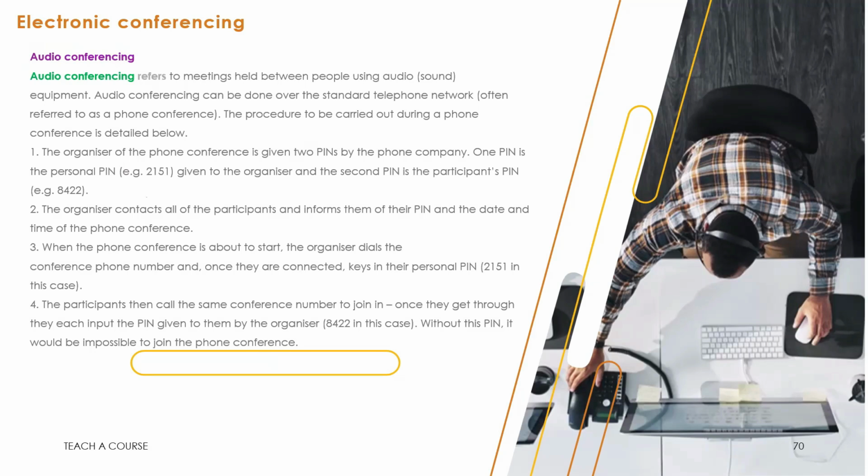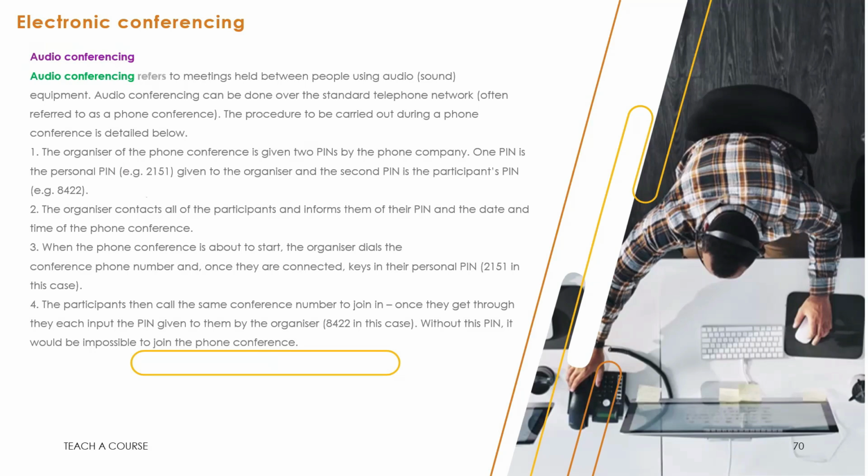So the organizer contacts all the participants and informs them of their pin and the date and time of the phone conference. When the phone conference is about to start, the organizer dials the conference phone number, and once connected, keys in their personal pin. The participants then call the same conference number to join in. Once they get through, they each input the pin given to them by the organizer. Without this pin, it would be impossible to join the phone conference.